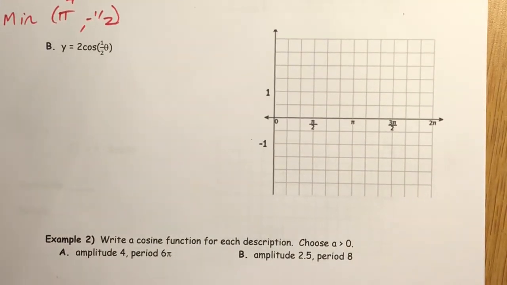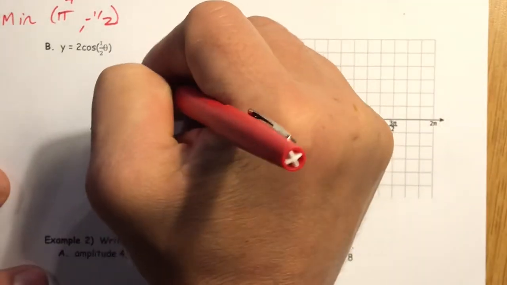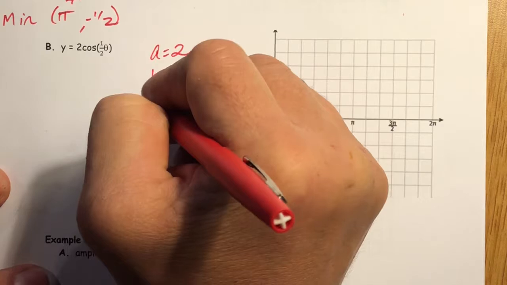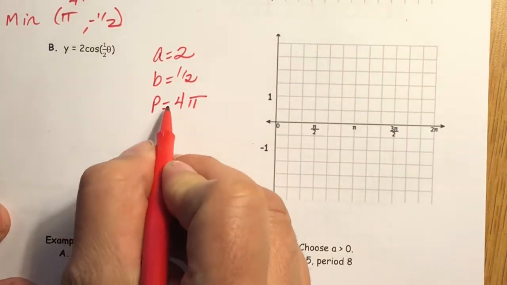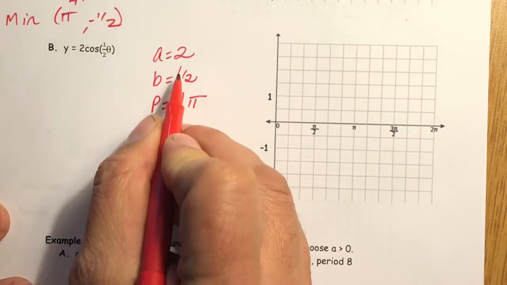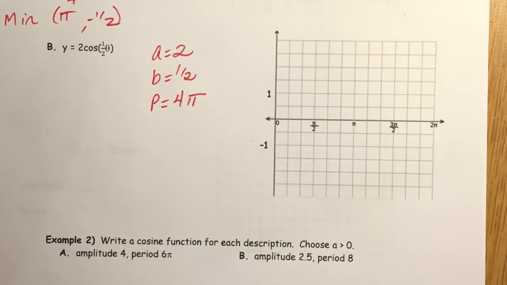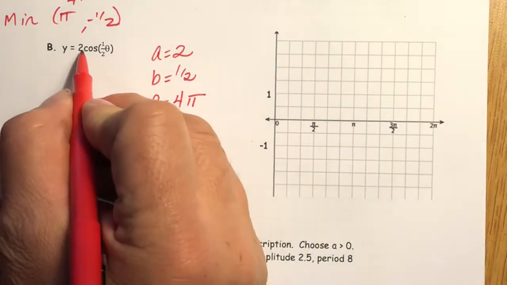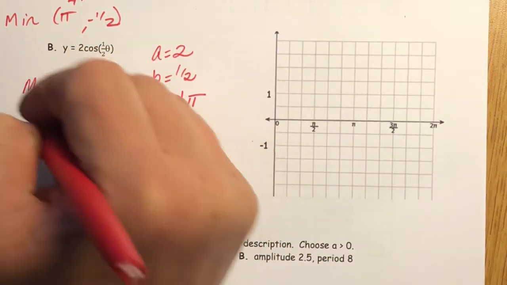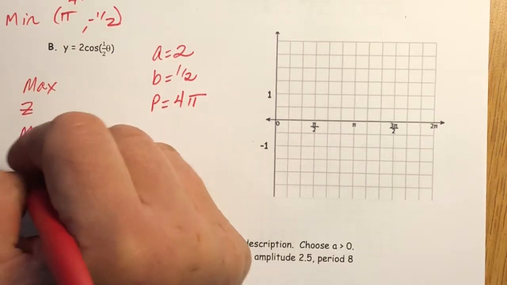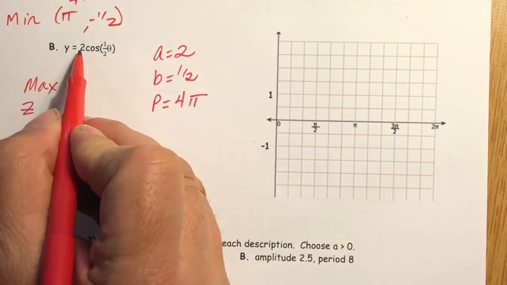Zoom in a little farther for you guys. In this case, my amplitude is 2. My B value is 1/2, and the period is going to be 4 pi. Remember, to find that, we just take 2 pi over 1/2, flip that over and multiply, which ends up being 4 pi. This graph is going to start at the maximum, then 0, minimum, 0, max. I know that because it starts with a 2. It's going to start up here at the 2.